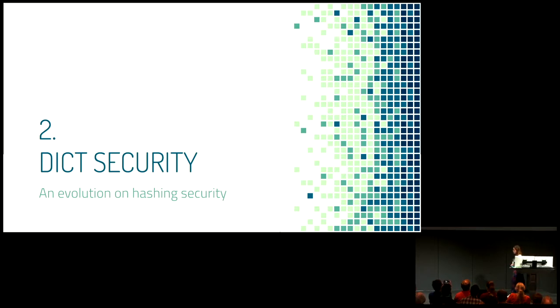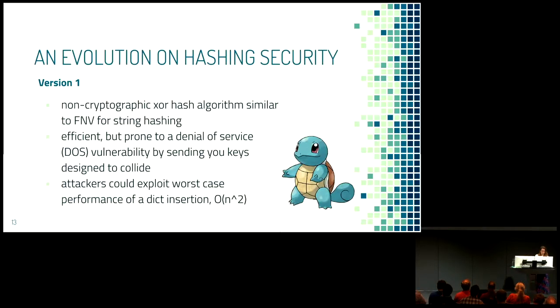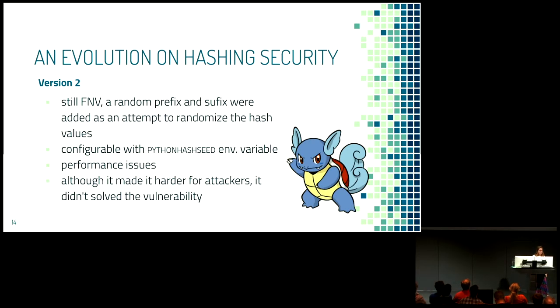So let's talk about security. There has been quite an interesting evolution on dictionary security. The first version of our dictionaries used a non-cryptographic hash algorithm, a variant of FNV. This was very efficient, but it was exploitable to a denial-of-service vulnerability. What does it mean? If an attacker would send you keys designed to collide, then it could trigger the hash table worst-case performance, which is quadratic. Nobody wants quadratic performance in things that are everywhere.